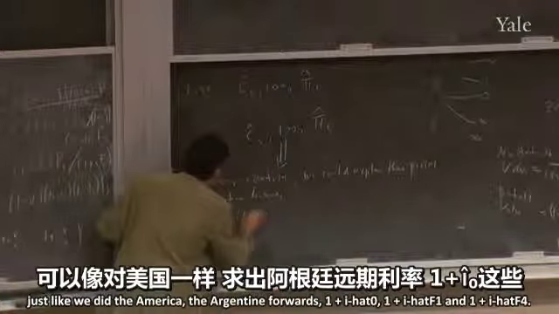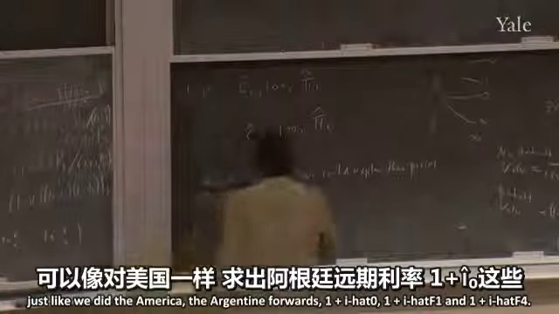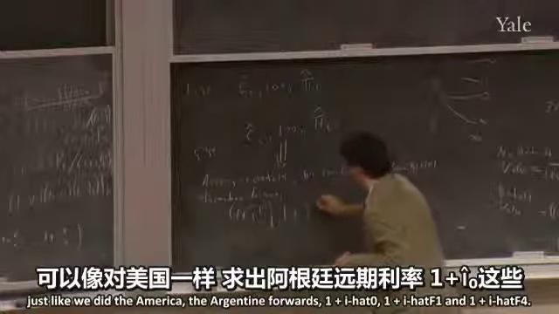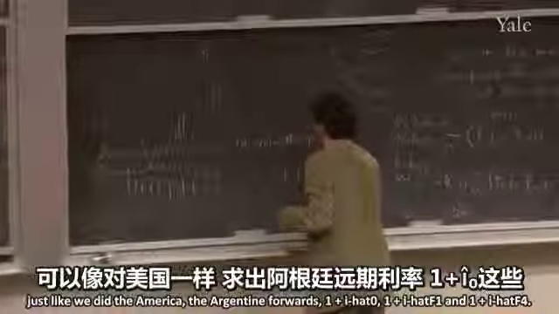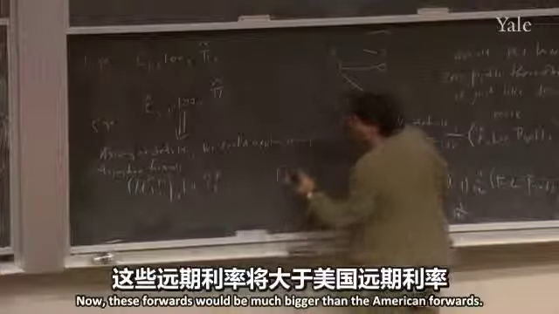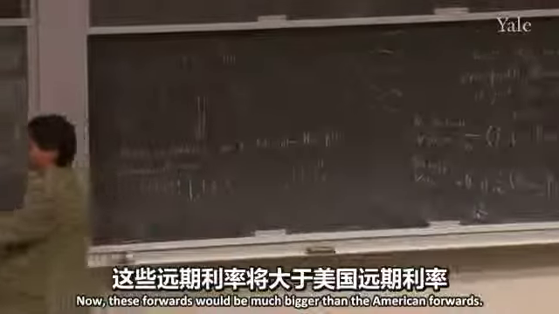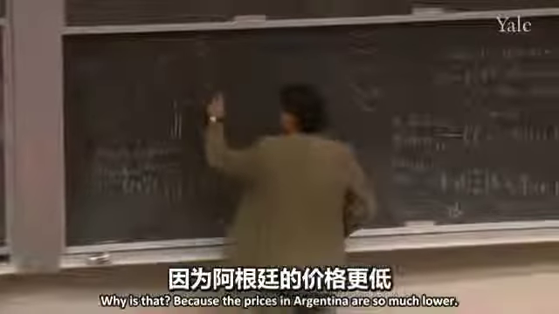Forwards, 1 plus i hat 0, 1 plus i hat forward 1, and 1 plus i hat forward 4. Okay, so these are the Argentine forwards. Now these forwards would be much bigger than the American forwards. Why is that? Because the prices in Argentina are so much lower.